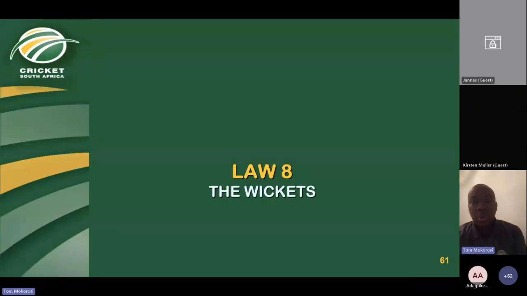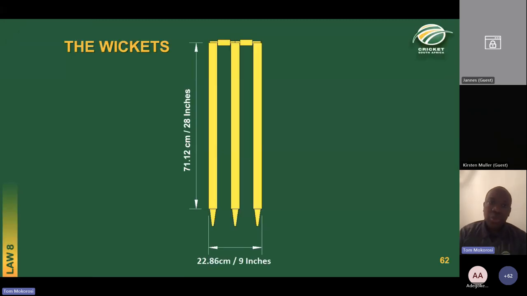Lastly, I will take you through Law 8 before Abdullah takes us through Law 9, 10, and 11. Law 8 is the wickets. What do the wickets look like? We have got three stumps and two bails on top of the three stumps, and together, collectively, they are called the wickets. What is the length of a stump? The stump from above ground, because the bottom bit of each stump goes into the ground. Above ground, the stumps measure 71.12 centimeters.